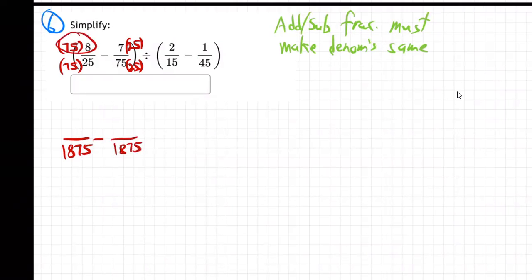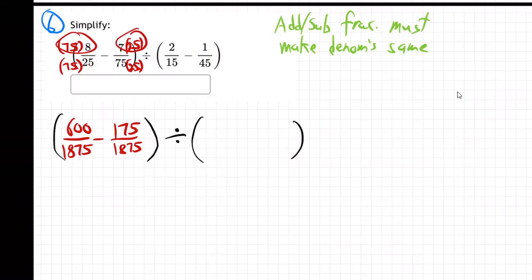Okay, in the top, 75 times 8, these are big numbers, 600. And 7 times 25, 7 quarters, $1.75. All right. Divided by, and then we have the other side.